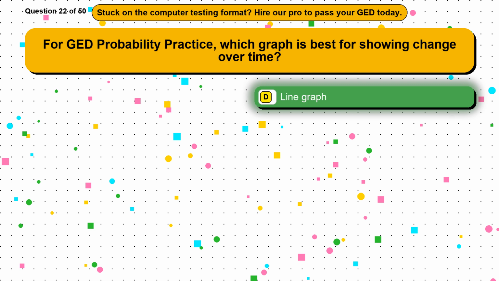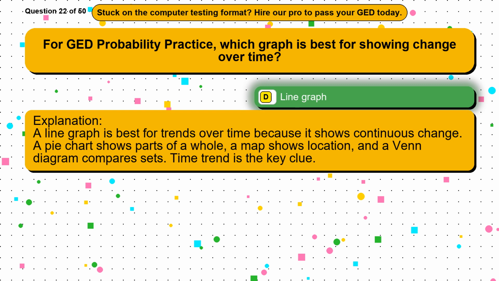Line graph. A line graph is best for trends over time because it shows continuous change. A pie chart shows parts of a whole, a map shows location, and a Venn diagram compares sets. Time trend is the key clue.